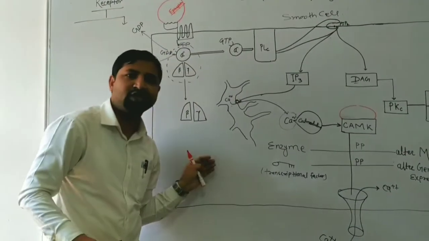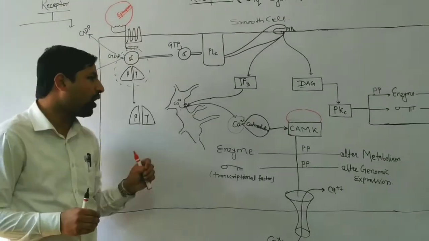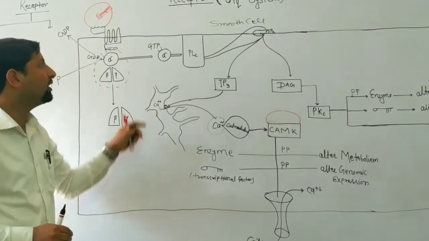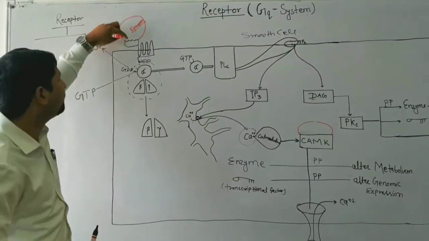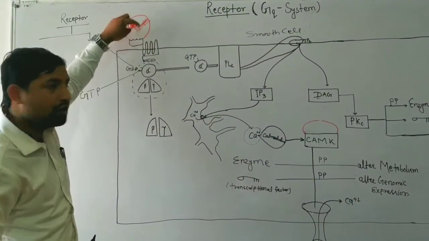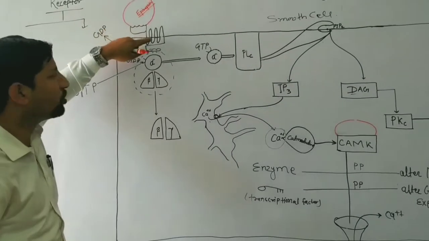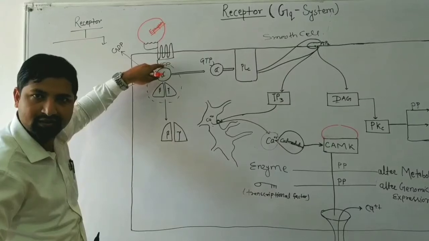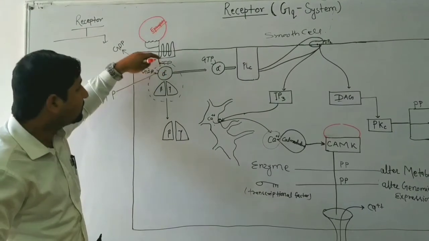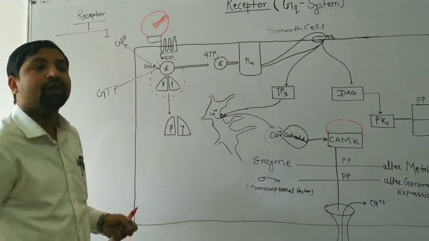Now, suppose these are smooth muscle cells. A drug, norepinephrine or epinephrine, will come and bind to the specific binding domain site. After the binding, this will stimulate the peptide chain and the effector binding domain. After stimulation, this will stimulate the G protein.